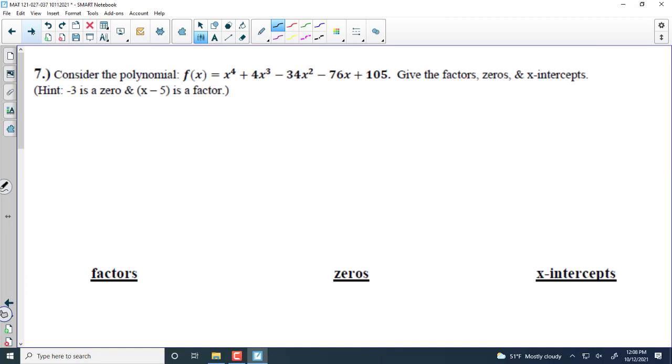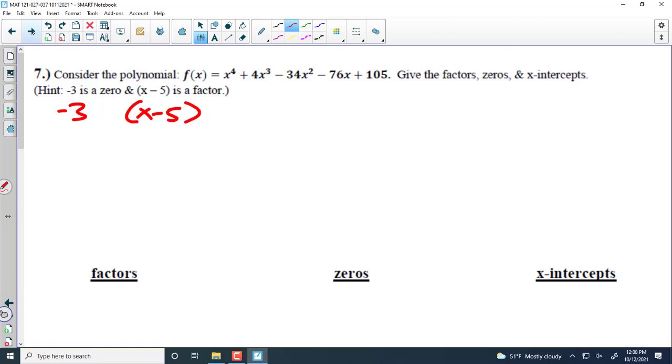All right. Now we know that it is possible to do some guess and check. But we also know that's a more practical homework exercise and test exercise, because none of us on a test feel like we have the time to start guessing and checking all the factors of 105, both positive and negative. So that is why we are very happy to see that there's a hint on this one that tells us -3 is a 0 and x minus 5 is a factor.